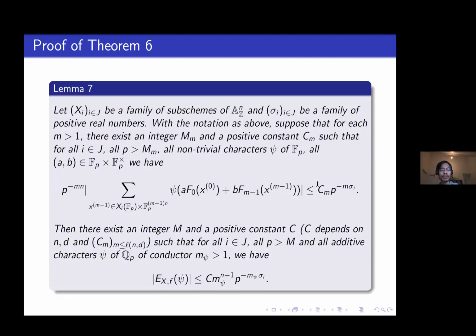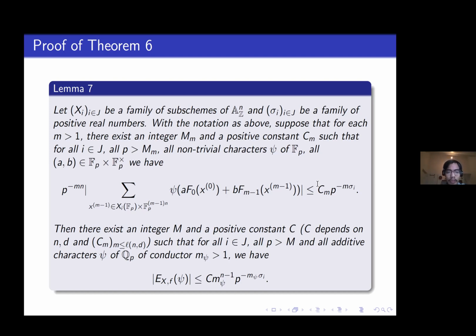So Lemma 7 comes from my work with Vey. It means that if we have a bound for the exponential sum over the finite field associated with the scheme X_i times A^n power m-1 n, of psi of a f_0(x_0) plus b f_{m-1}(x_{m-1}), is less than c_m power c_m times p power minus m sigma_i, for all i in I. Here, let X_i with i in I be a family of subschemes of A_Z, and sigma_i a family of positive real numbers, and we have our own Z condition like this.